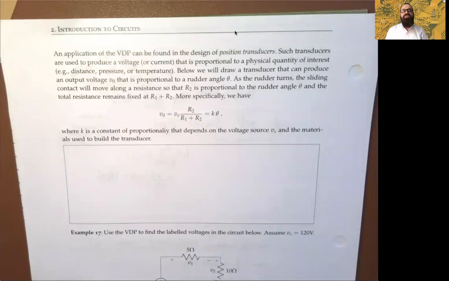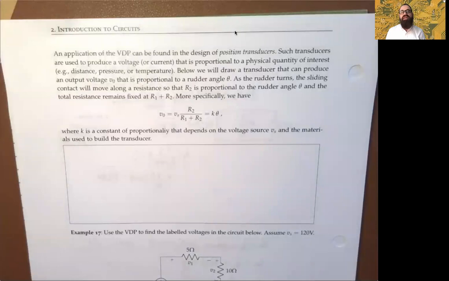And transducers are typically used to produce voltage or current that's usually proportional to some physical or mechanical quantity of interest. For example, distance, pressure, or temperature. And below, I'm going to just draw you an illustration of a transducer that could produce an output voltage, say V0, that's proportional to a rudder angle, theta.